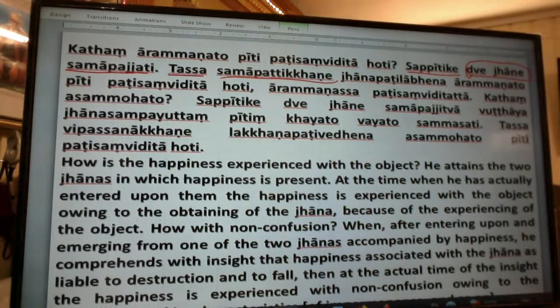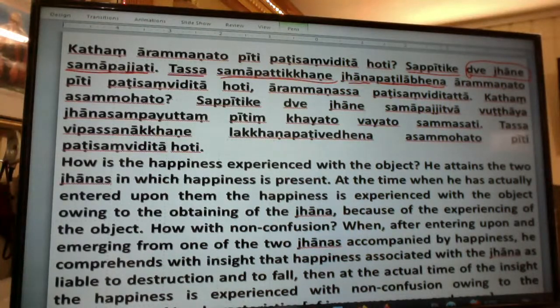During the attainment, the moment of attainment, samapatti khane, jhana patilabhena. Jhana is jhana, patilabha is getting.